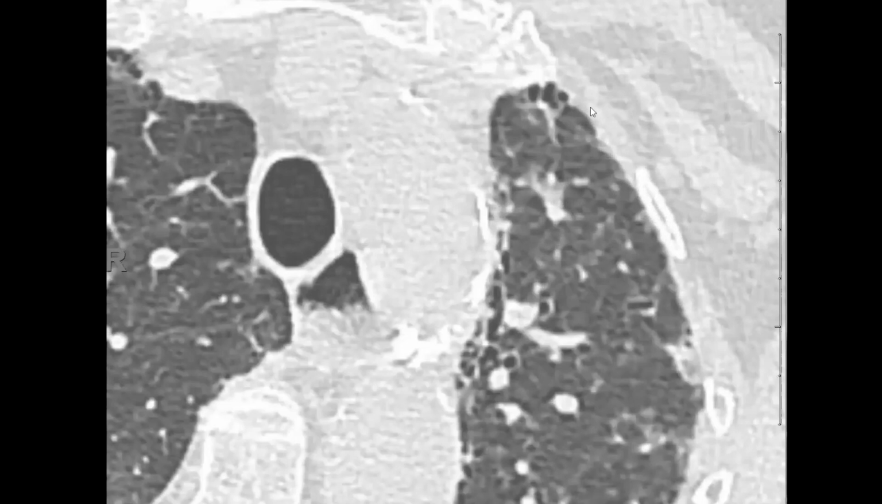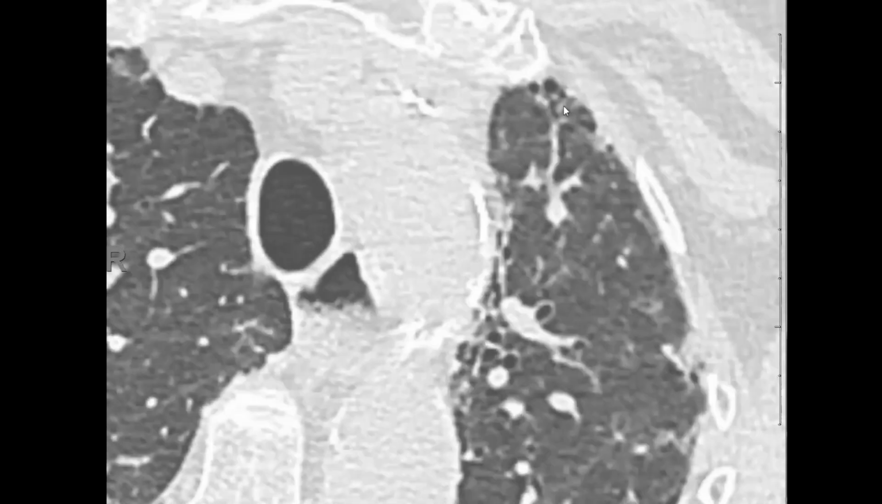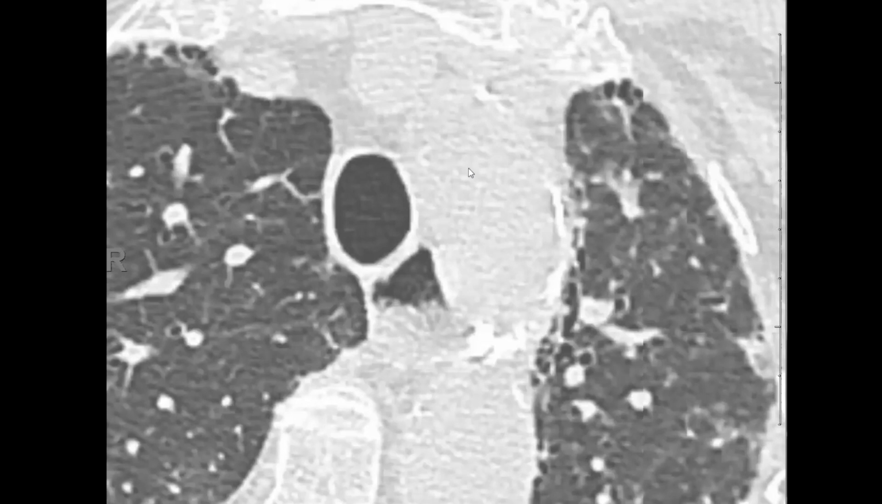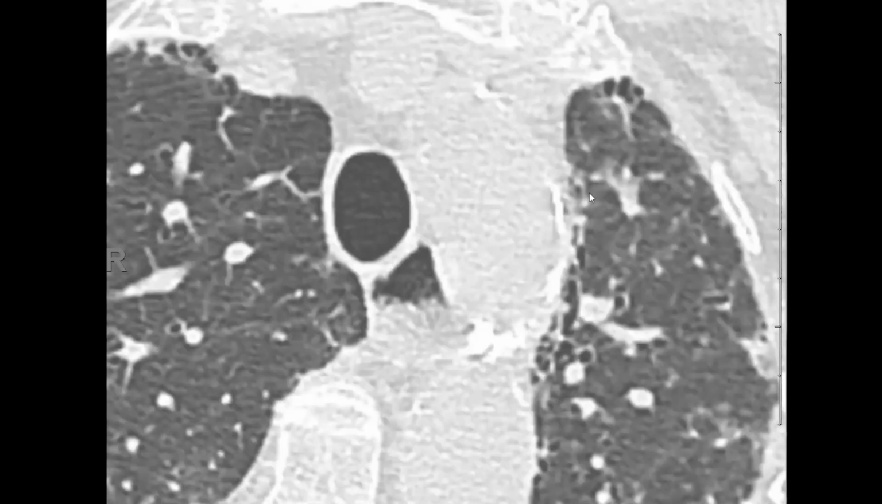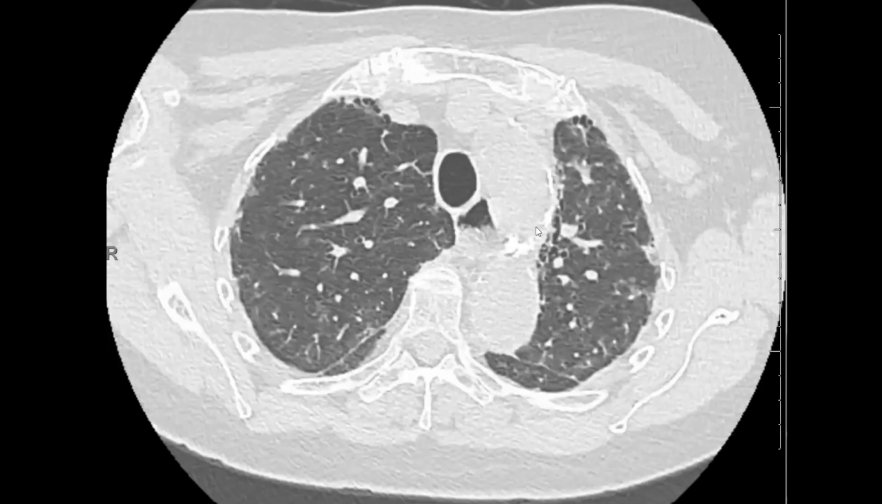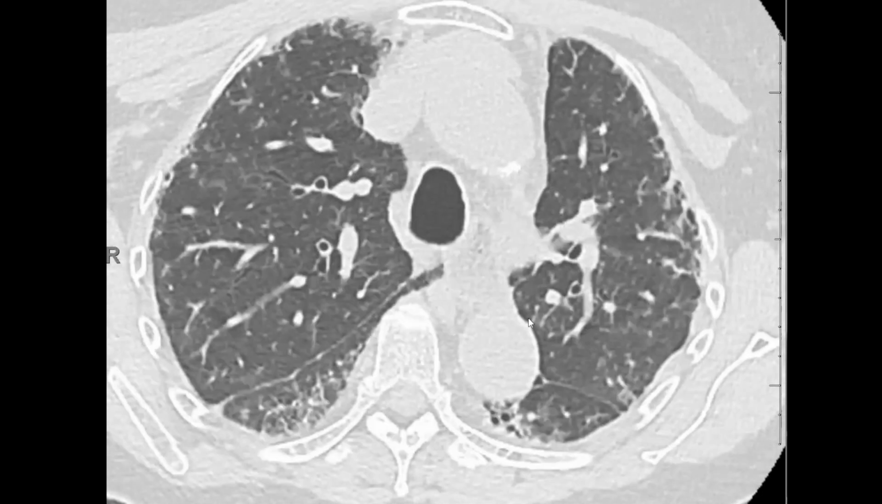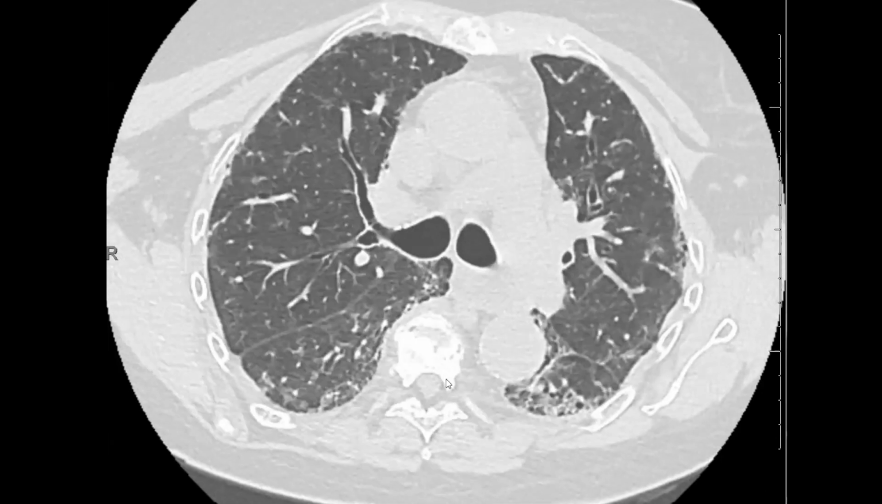We call it honeycombing when we see these subpleural cysts, which either line up in rows, and really two cysts in the most subpleural portion of lung are enough to call honeycombing. And when they start to stack upon each other, and we see perhaps a little bit of stacking here, we have a more definitive example of honeycombing. But there is certainly honeycombing on this CT scan.